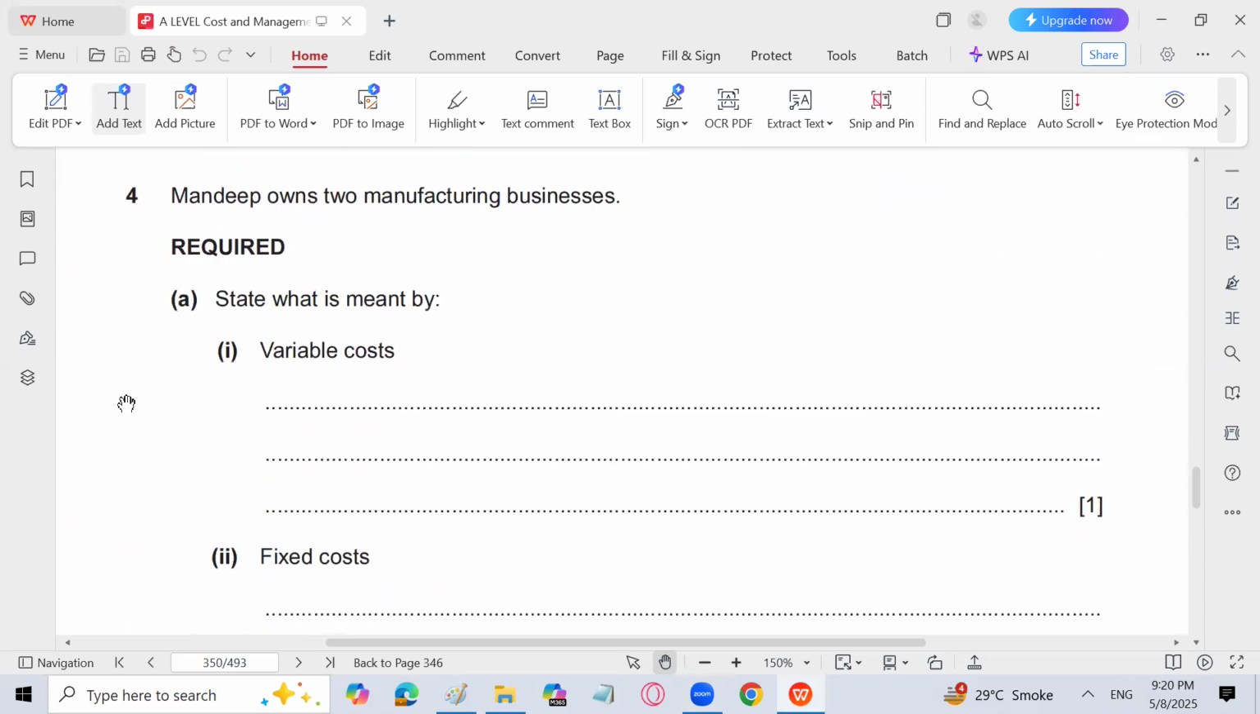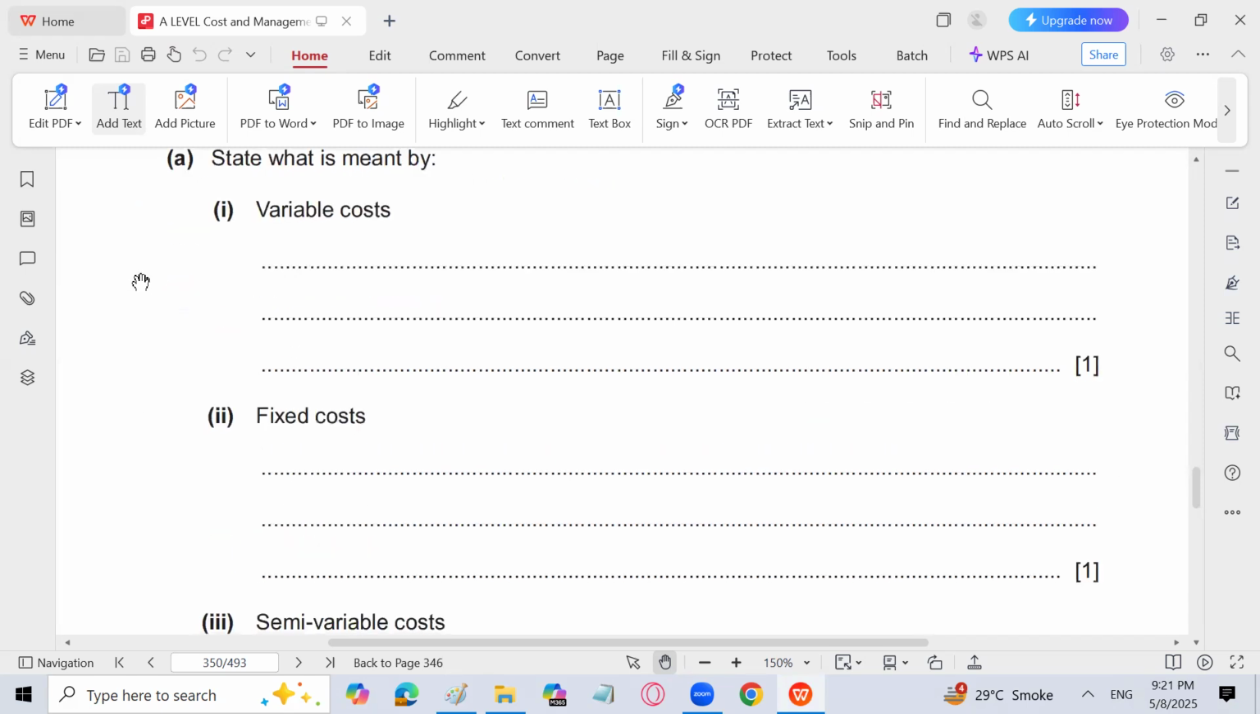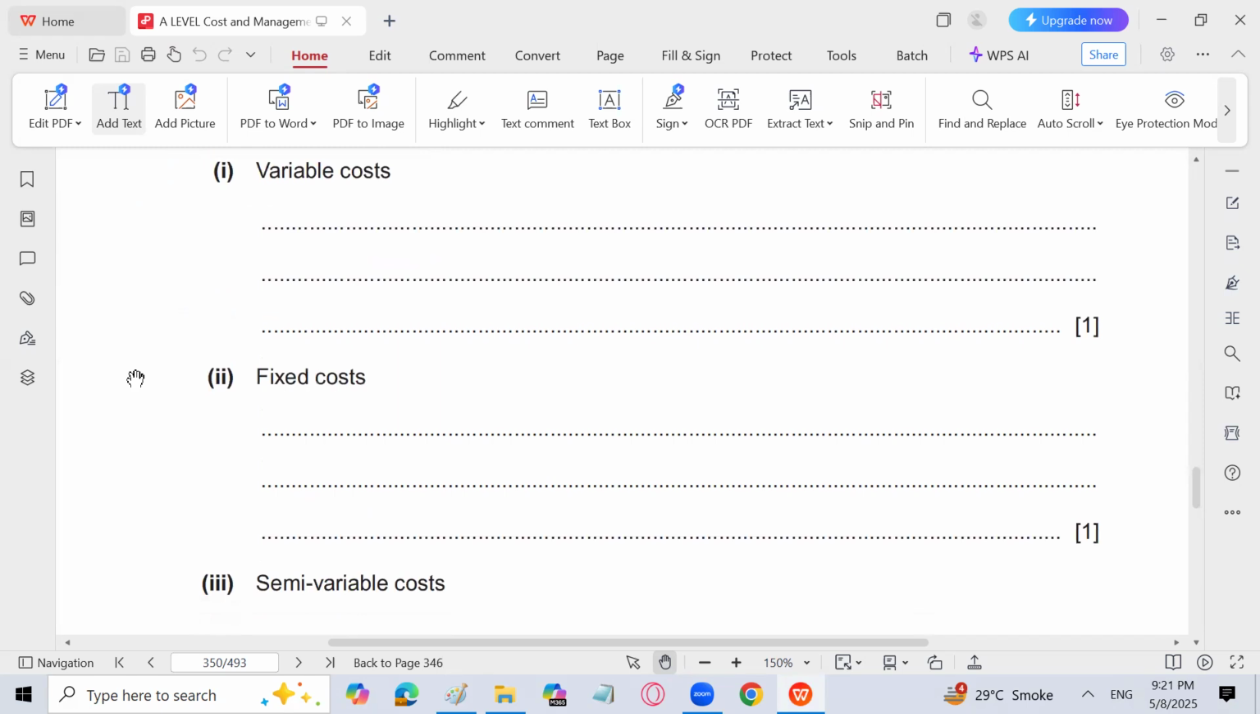Let's see. Mandeep owns two manufacturing businesses. State what is meant by variable cost. Variable cost is a cost which does not change per unit with the change in the volume of production, but total variable cost changes with the change in the volume of production. Fixed cost is a cost which does not change with the change in the volume of production, but per unit fixed cost will obviously change with the change in the output. It means that variable cost per unit won't change and fixed cost in total won't change.